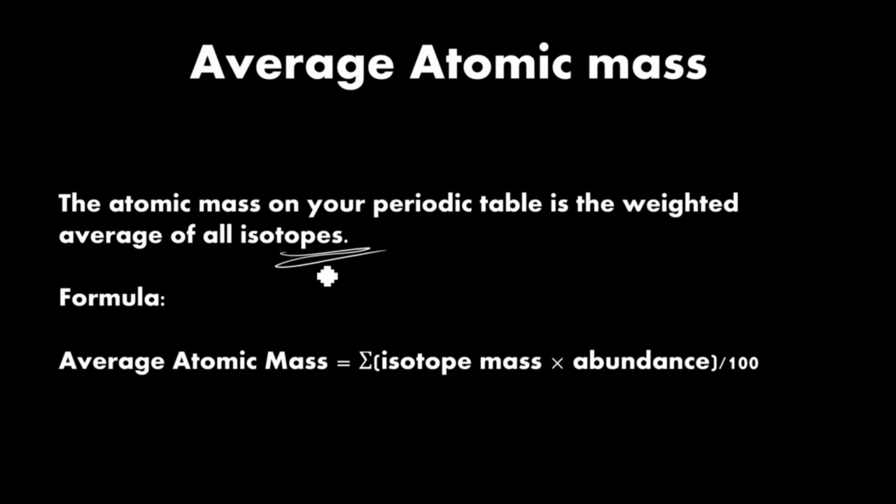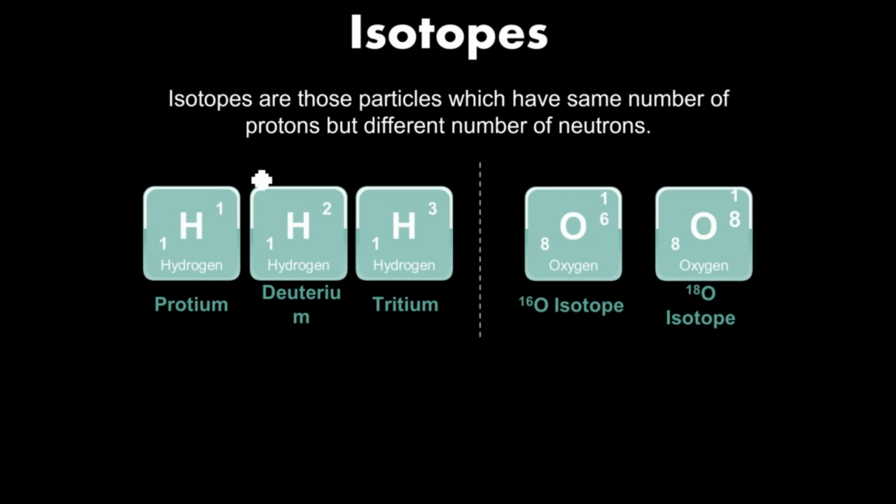Average atomic mass is nothing but the average weight of the isotopes. So what are isotopes? Isotopes are those particles which have the same number of protons but different numbers of neutrons. Here are the examples. Hydrogen isotope, 1H1, the neutron count is 0. Hydrogen 2, that is deuterium, where the neutron count is 1, and tritium, the neutron count is 2. You very well know how to count the neutrons, right? It's just the mass number minus the atomic number.